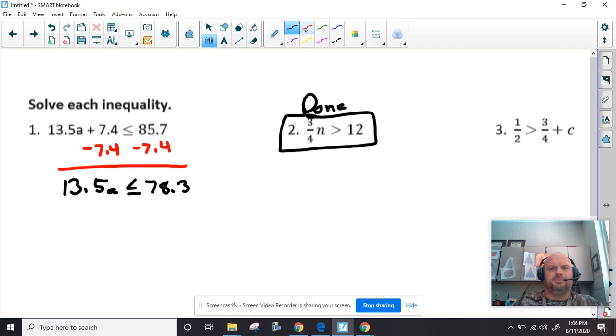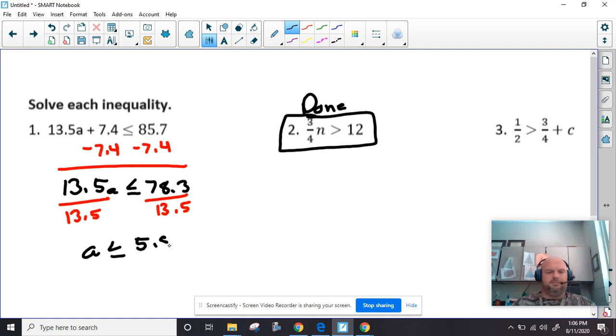78.3. Okay. We're going to divide, not by that. We're going to divide by 13.5. Okay. So A is less than or equal to 5.8. Okay, that one's done already.